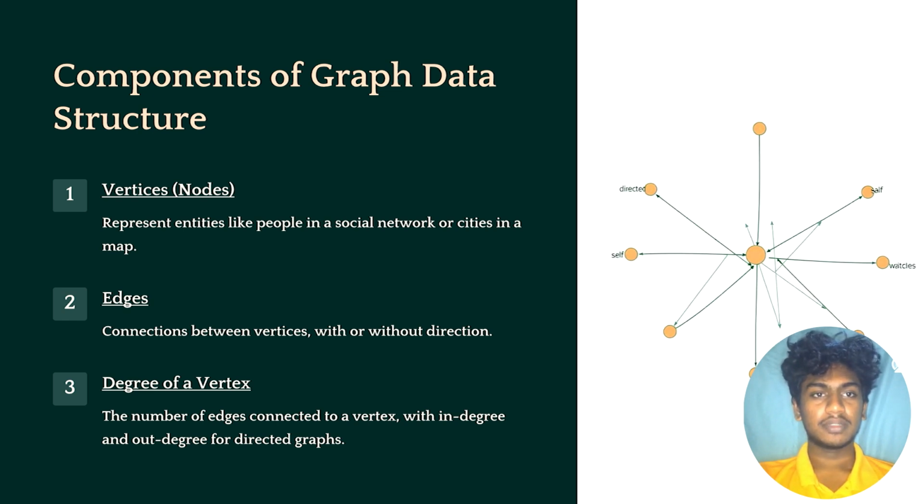Degree of a vertex. The degree of a vertex is the number of edges connected to it. In a directed graph, we distinguish between in-degree, also known as incoming edges, and out-degree, also known as outgoing edges. In undirected graphs, the degree simply counts all connected edges. Both vertices and edges can be labeled or unlabeled, depending on the type of data being represented.